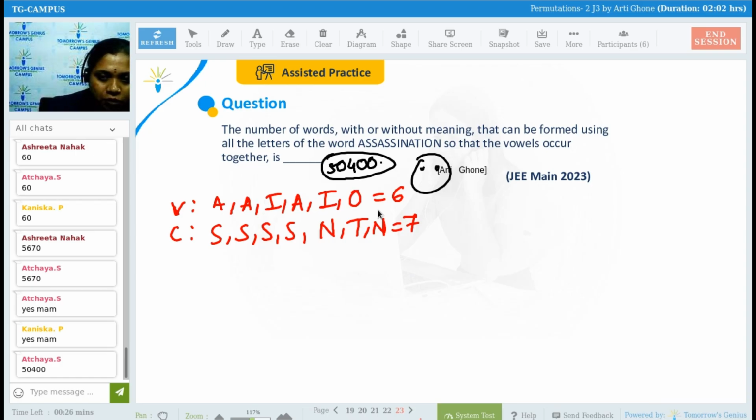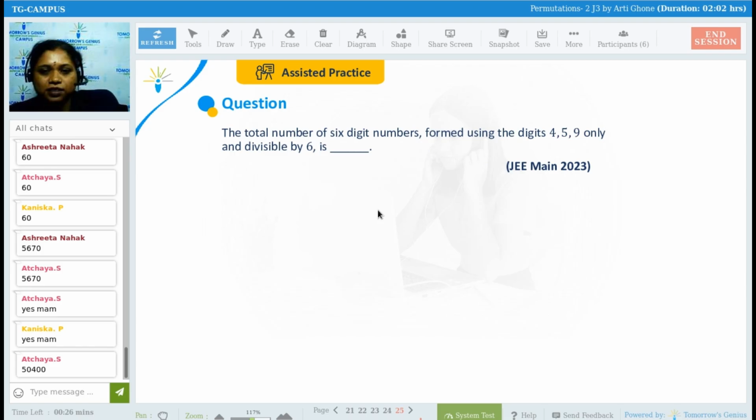I'm making a smiley over here on your behalf. 50400. Everyone is getting the same. See my smiley. 50400. Yes, no? See, you are able to crack JEE 2023 questions. So how much have you covered? Okay. So this is not an easy case. Okay, next.